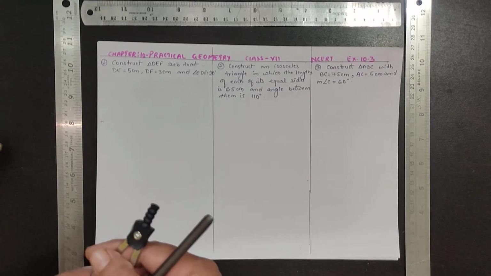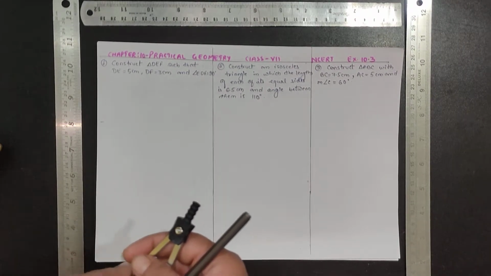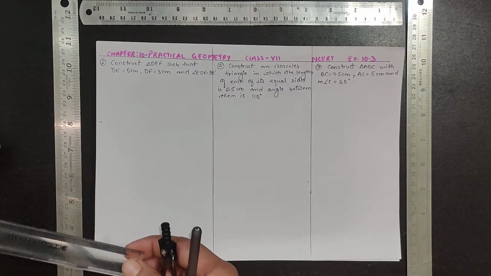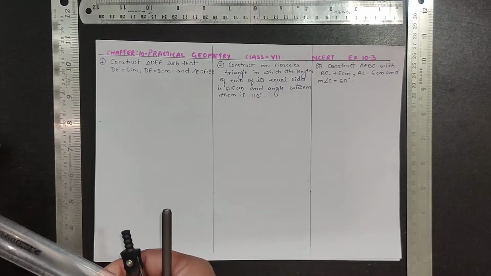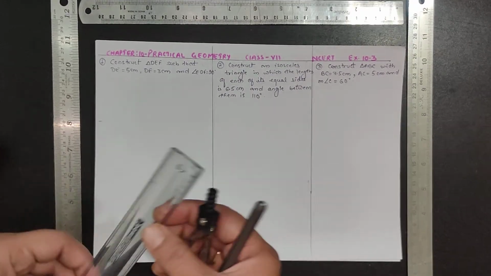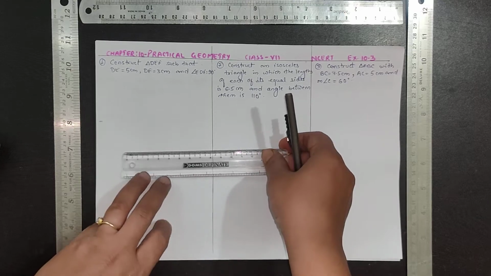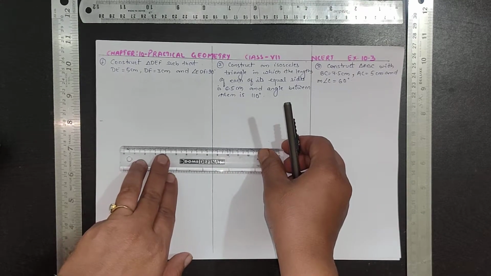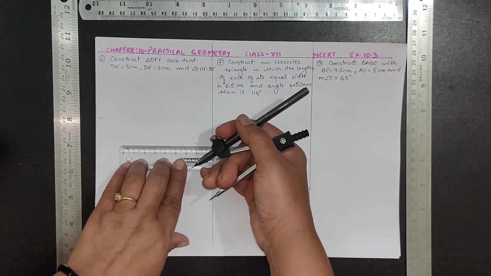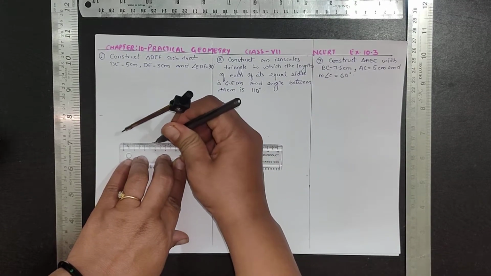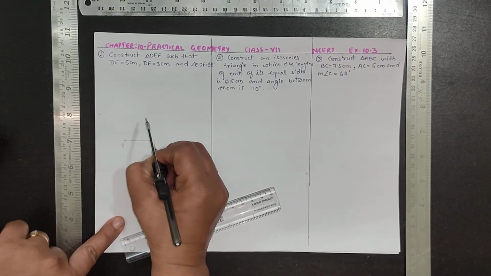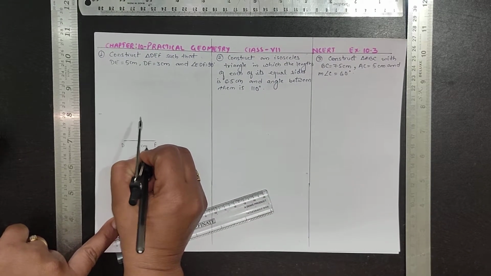So here in 10.3, the first question is construction of a triangle DEF such that DE is 5 cm, DF is 3 cm and angle EDF is 90 degrees. For this we first follow the step: draw DF equal to 3 cm. With the help of a ruler, mark DF 3 cm.